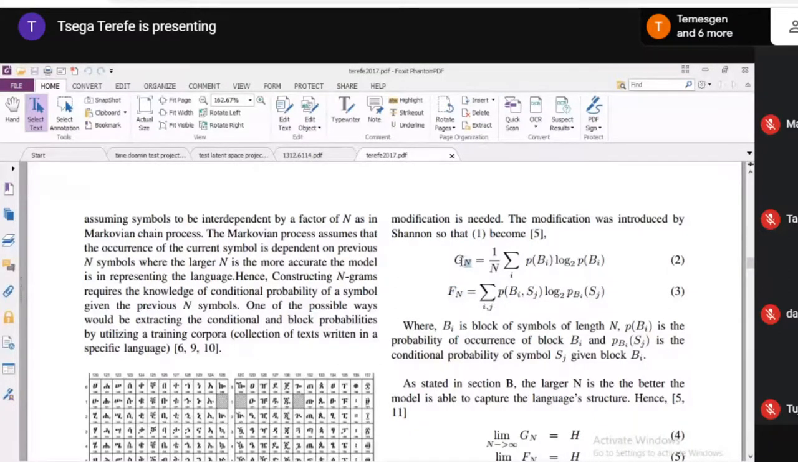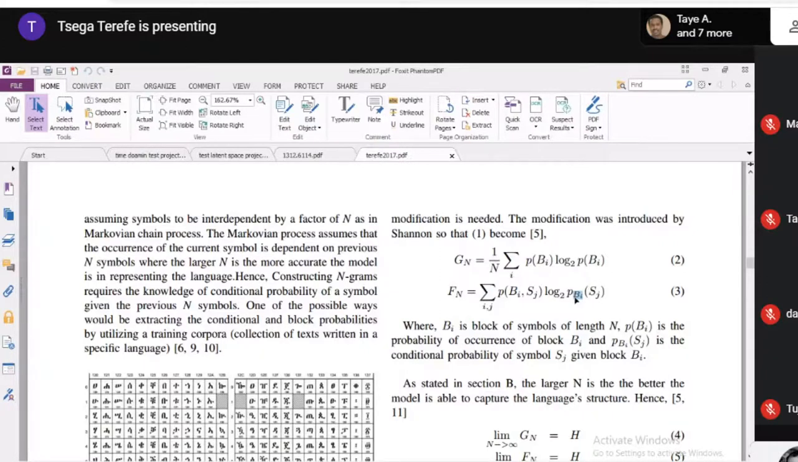and this is the block entropy for a given natural language. As you can see here, this one is a conditional probability, the probability of a given symbol depending on the previous block of symbols, and this is the joint probability of a given symbol and its previous block. We call this entropy the conditional entropy, that is, the symbol is dependent on the previous blocks of symbols.